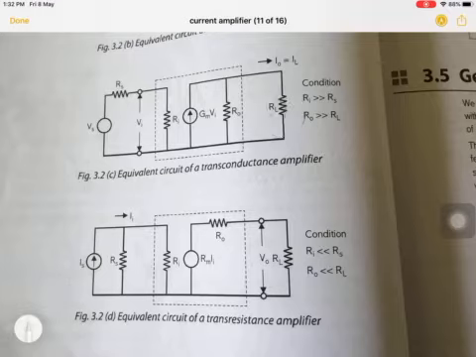And just the opposite for transresistance, where output is voltage and input is current. This resistance is in parallel with the input source, so this has to be low and this has also to be low. So these are the 4 different configurations of amplifier.